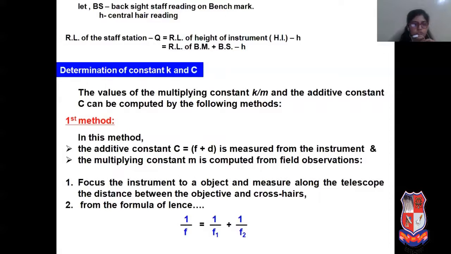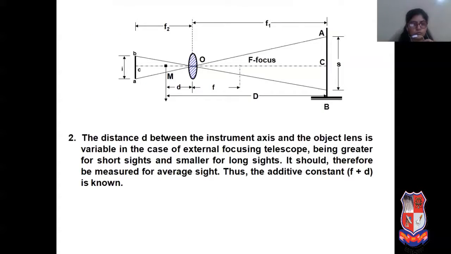So this is the procedure. Let's see step number 1. Step number 1 is focus the instrument to an object and measure along the telescope the distance between the objective and crosshairs. Step number 2, from the formula of lens, we will have 1 divided by f is equal to 1 divided by f1 plus 1 divided by f2.